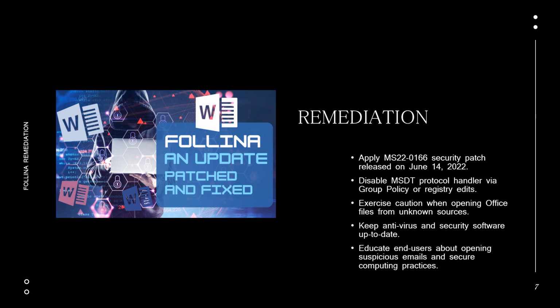To remedy vulnerable systems, the following steps need to be taken. Apply the MS 2022-0166 security patch released on June 14, 2022. This fixed the MSDT URI handling flaw. Disable the MSDT protocol handler via group policy or registry edits to prevent accidental execution. Exercise caution opening Office files from unknown sources until all machines have installed the necessary patches. Keep antivirus and other security software up to date to detect and block non-Follina payloads. Educate end users about opening suspicious emails and following secure computing practices.